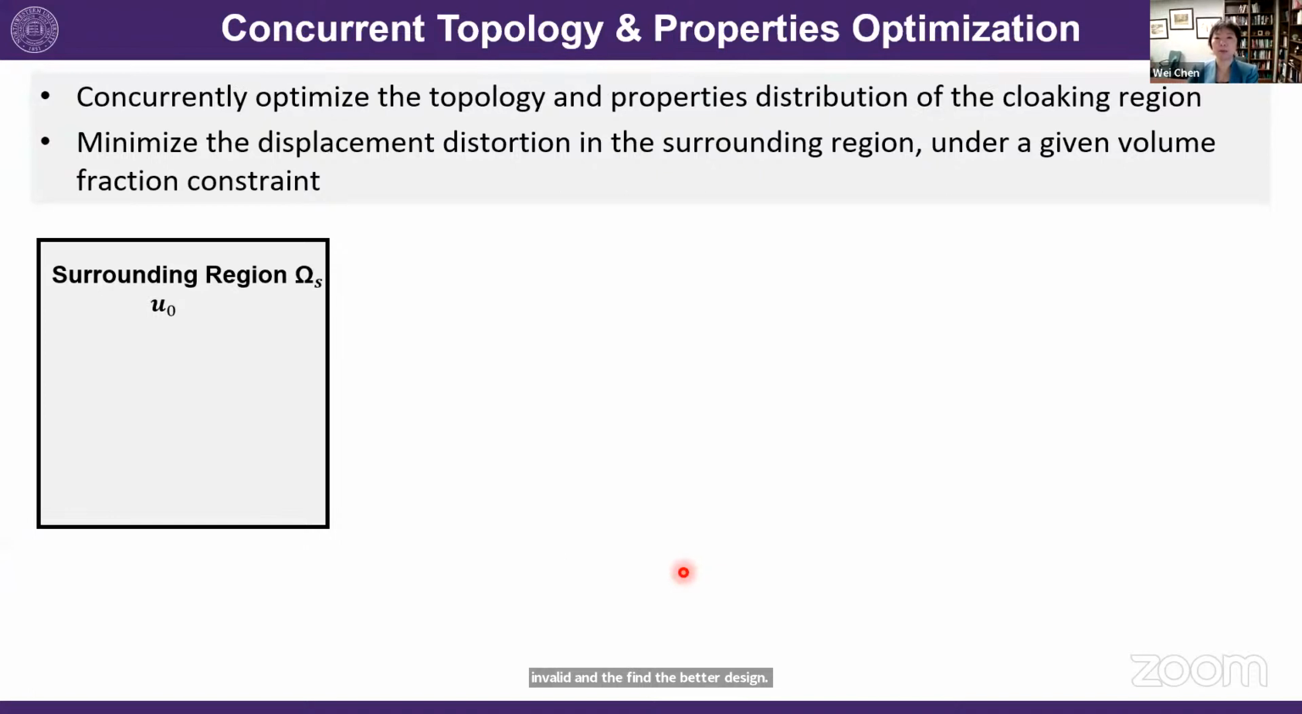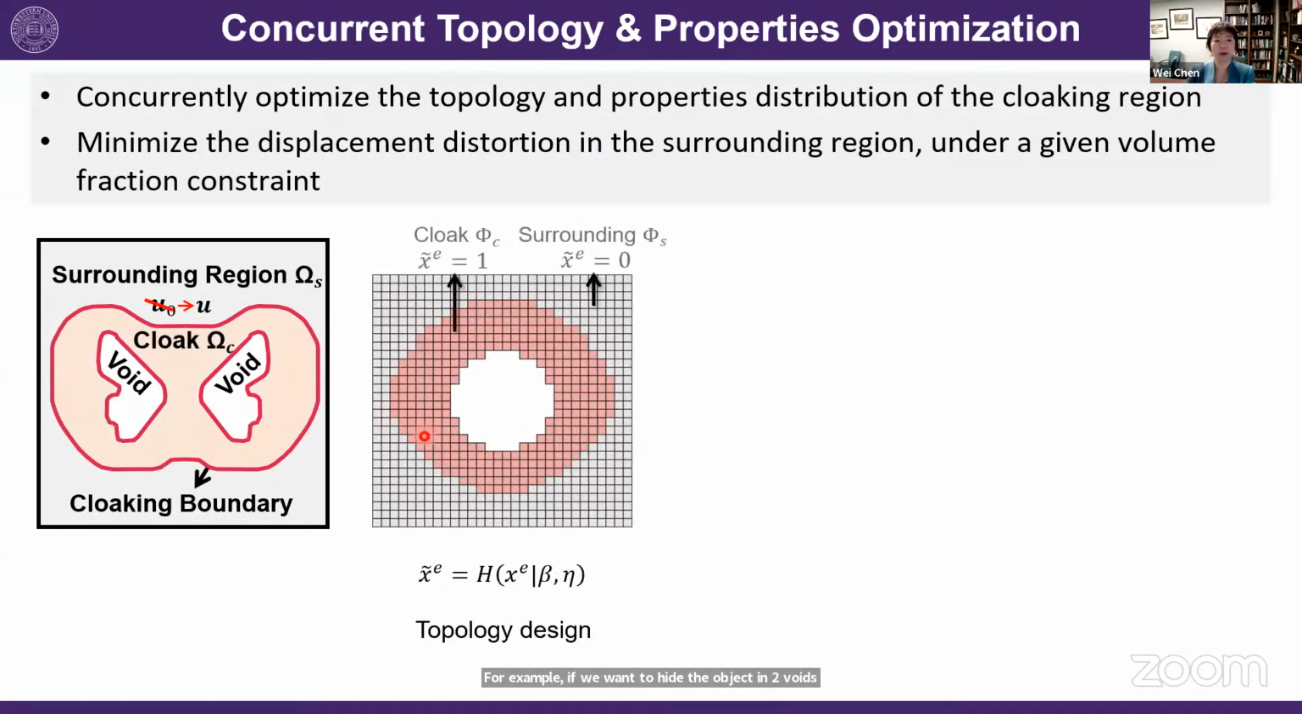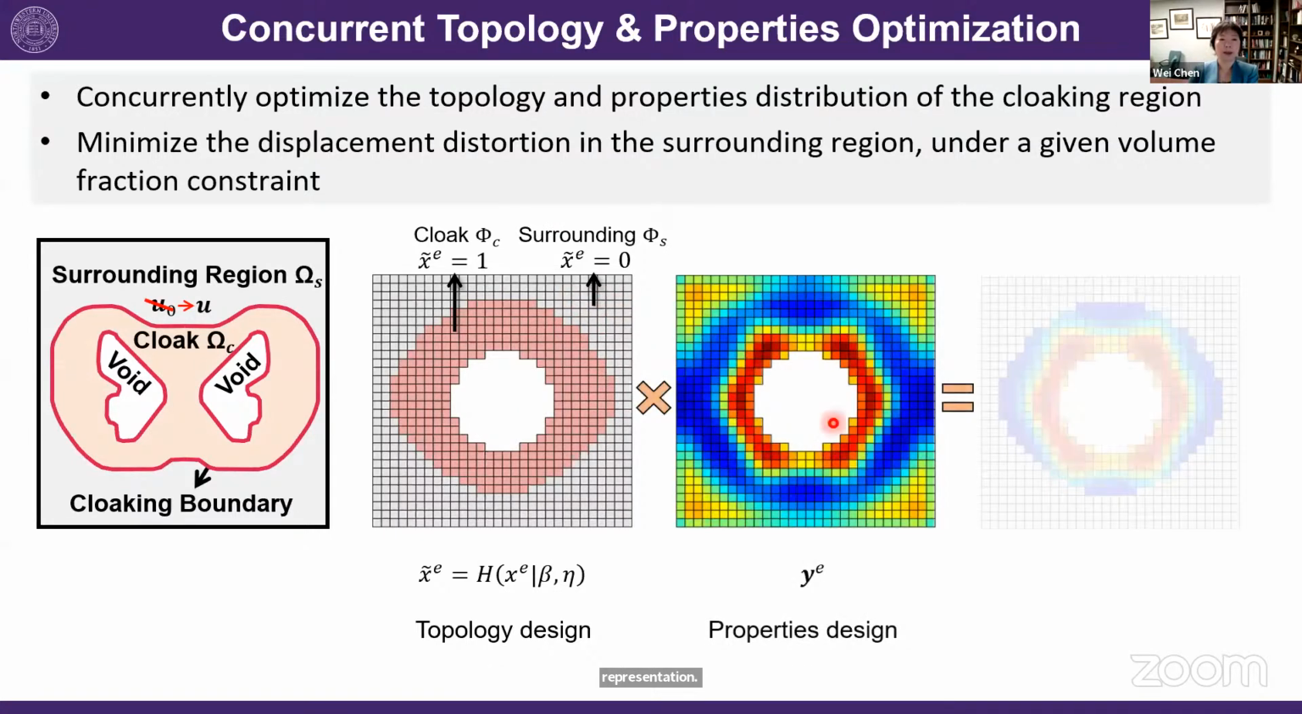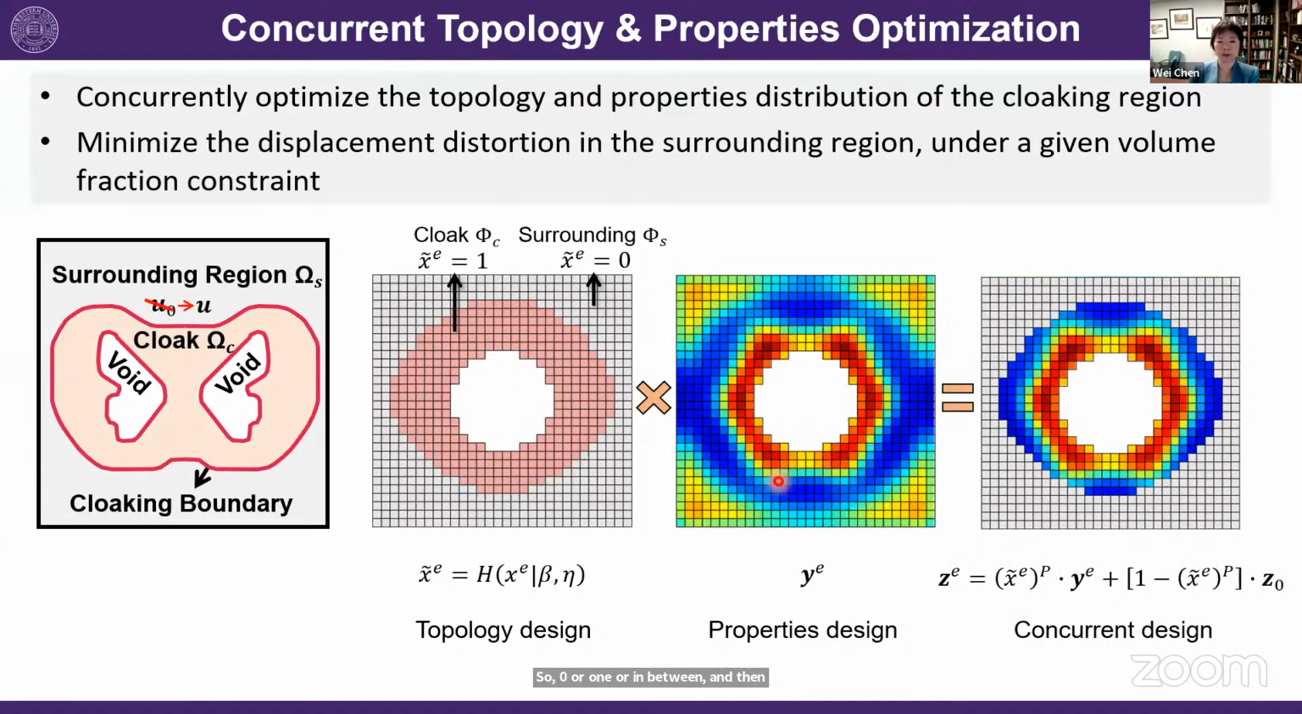And so for this problem, the top-down approach starts with a concurrent topology and property optimization. I'm using just some illustration here to show you, for example, if we want to hide the object in two voids here, or one void, basically we have two sets of variables. One represents the topology design. This is the traditional topology optimization representation, so 0 or 1 or in between. And then another set of variables is the property value. In our case, this is the stiffness matrix. And then combining the two, we form a function that represents the design variable in concurrent design.